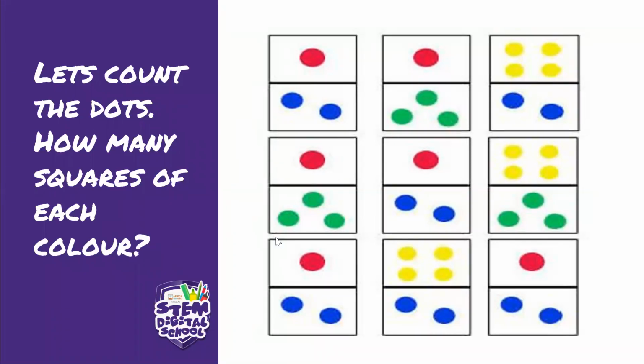Now, how many squares have blue dots? How many squares have blue dots? Let's see. How many squares have blue dots? 1, 2, 3, 4, 5, 6. 6 squares. There are 6 squares that have blue dots.